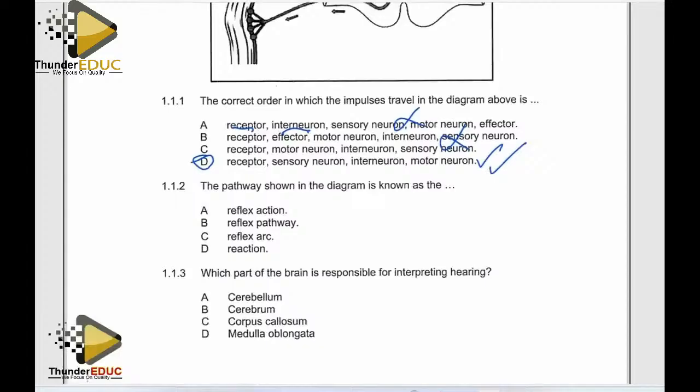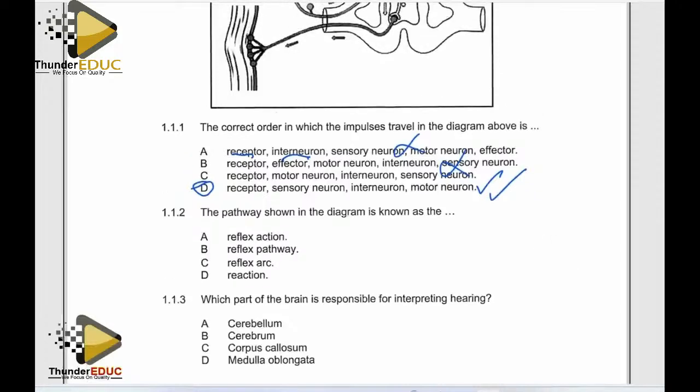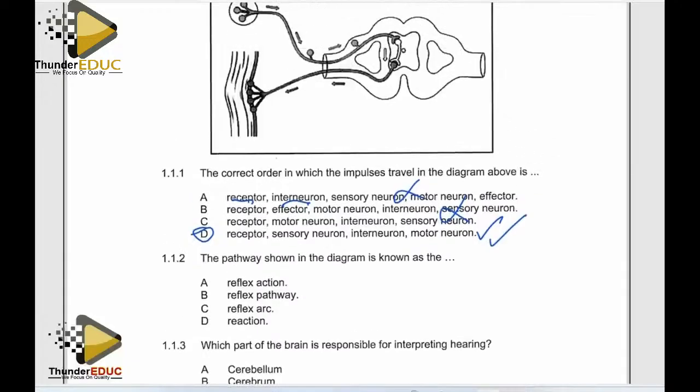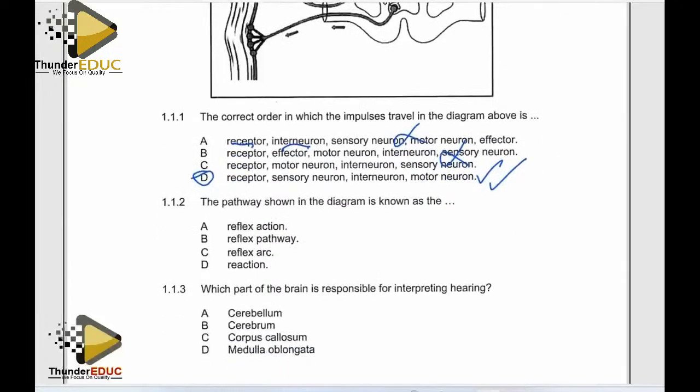Then they're saying that the path shown in the diagram is known as a reflex arc. Remember, we said that it is the path traveled by the impulse during the reflex action, if you remember our last discussion. So the answer becomes C. So that one becomes the most correct answer.